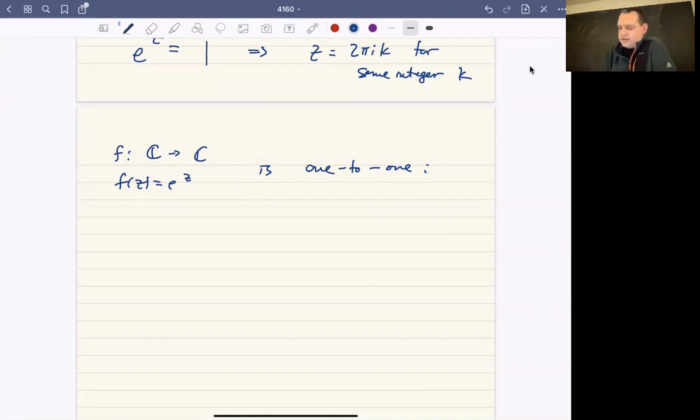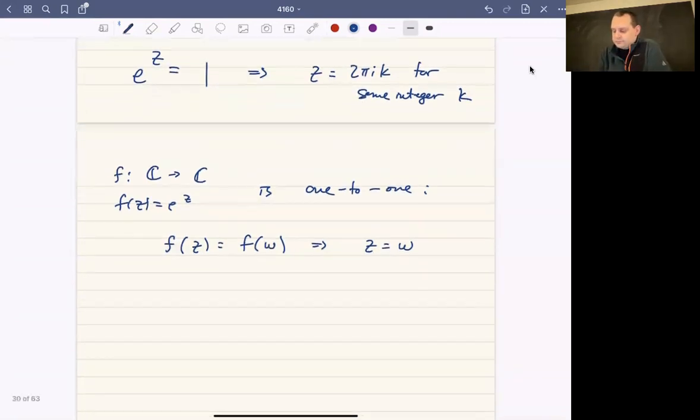Or to say it a little bit more algebraically, if f of z equals f of w, the only way that can happen is if z equals w. Okay, so this is saying the same thing. If z is not equal to w, if you have two different inputs, then f of z and f of w are not equal. Then you have two different outputs. So different inputs give you different outputs. That's what a one-to-one function is. Notice that f of z equals z squared is not one-to-one.